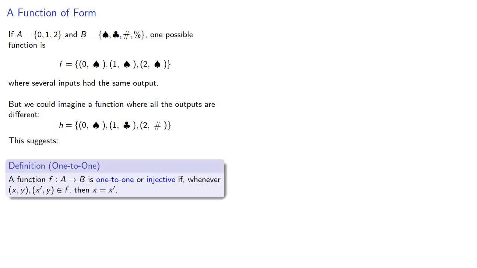A function is one-to-one or injective if whenever we have two ordered pairs in our function where the second components are the same, then the first components must also be the same. Equivalently, in perhaps more familiar notation, if f of x equals y and f of x prime is y, then x must be x prime.